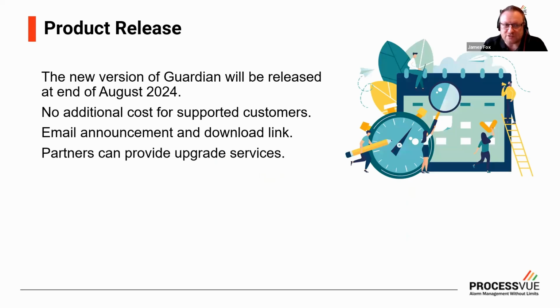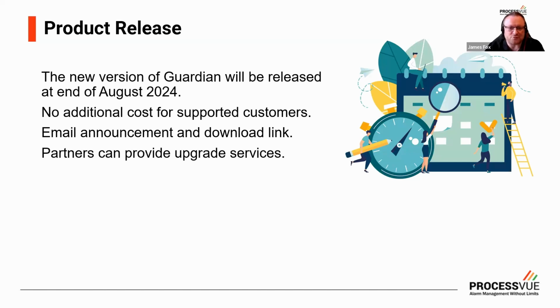So with the enhancements covered, let's just have a little chat about the release. So we're currently aiming and targeting for Guardian 2.0 to be released at the end of August. And the good news is that there's no additional cost for customers who have an active support contract. They can download the software, upgrade it, and start taking advantage of these new enhancements that we're bringing.